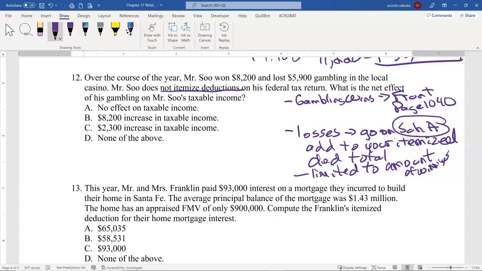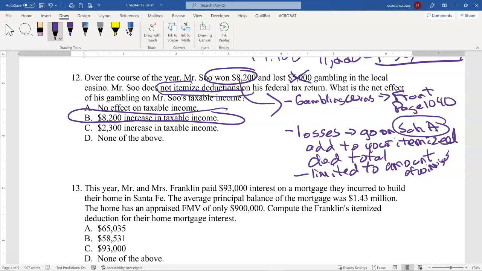Okay, so you can kind of see here, $8,200 goes on the front page for Mr. Sue, so that is going to increase the income. Since he's not using Schedule A at all, this is really not helping him. So in this case, there's going to be an $8,200 increase in taxable income. If he was itemizing and that increases the itemized deduction total, right, then you could do the offset. But since the key here is they're not doing itemized deductions, then it's not really helping them. The losses are not helping them.